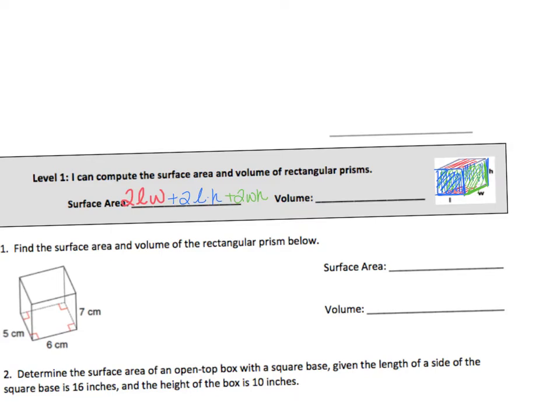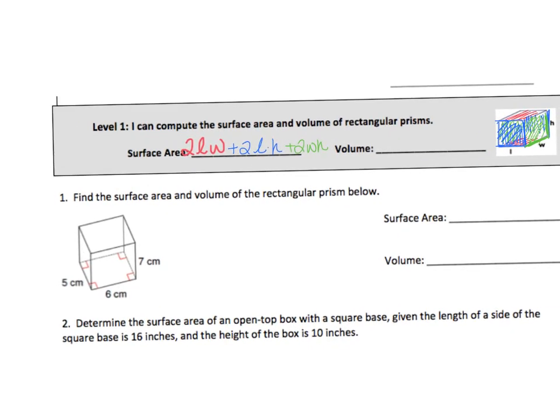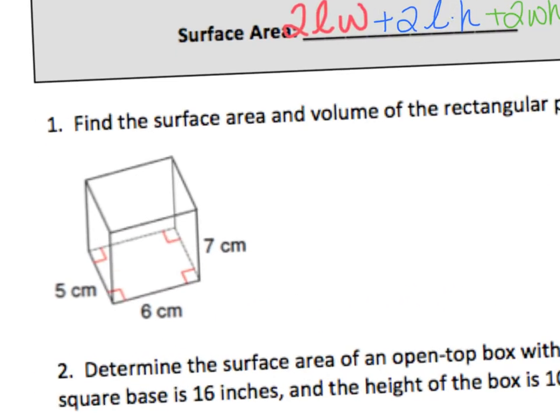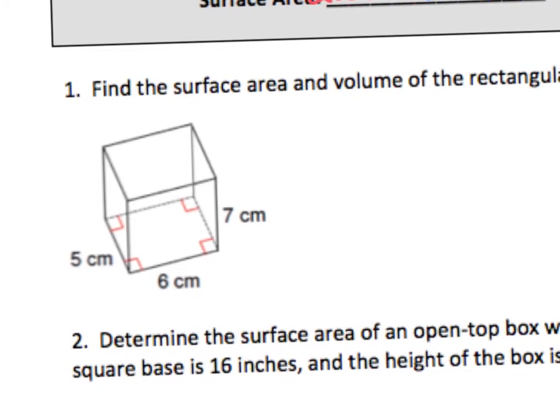So let's go ahead and find the surface area of example number 1. It says find the surface area and volume of the rectangular prism below. So if you notice, we've got the side lengths of 5, 6, and 7. It doesn't matter what you label as the height, the width, or the length, especially in a rectangular prism. So just label however you want to. So I think this is the width, this is the length, and that's the height.